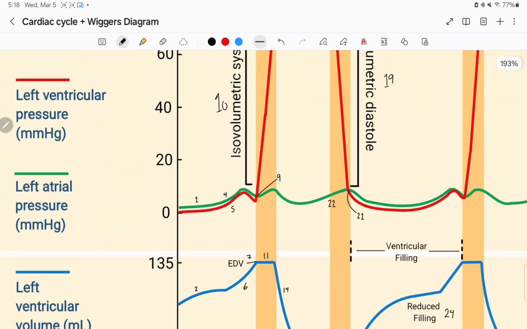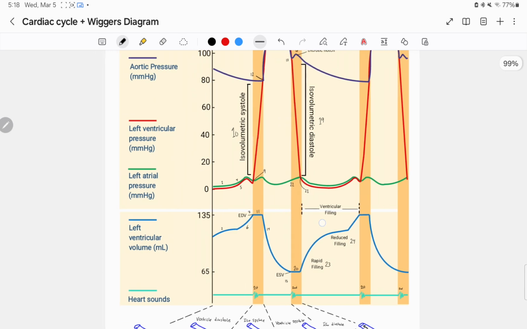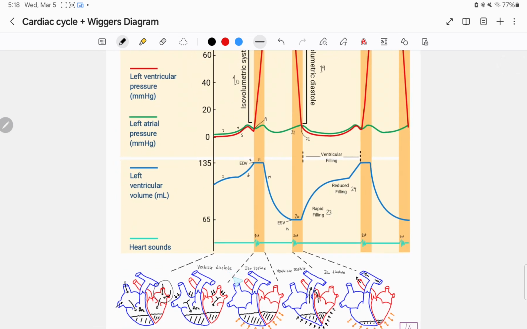Now, what is the next sequence of events? Okay, so we talked about number 1, and we kind of talked about number 2, right? Which is the left ventricular volume slightly increasing, and that's because we opened up the AV valves. The third thing we got to talk about, if you remember from the cardiac cycle video, was that when we're in this first stage of the cardiac cycle, the ventricular diastole, okay?